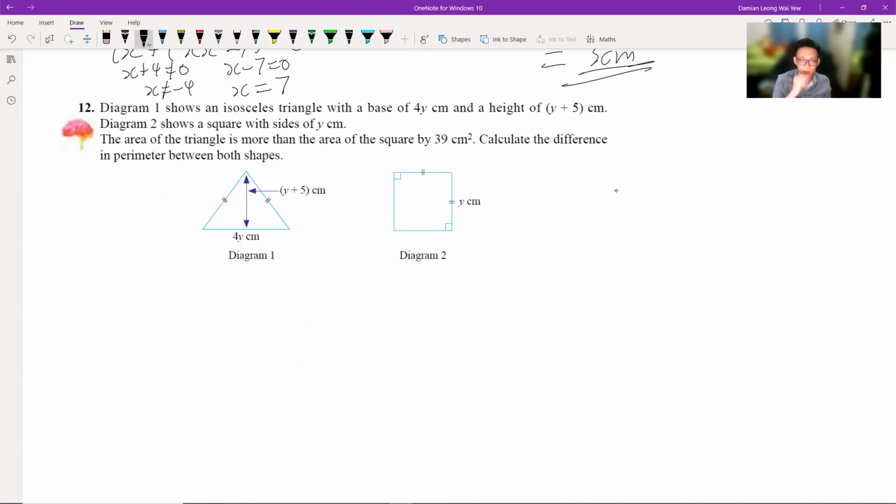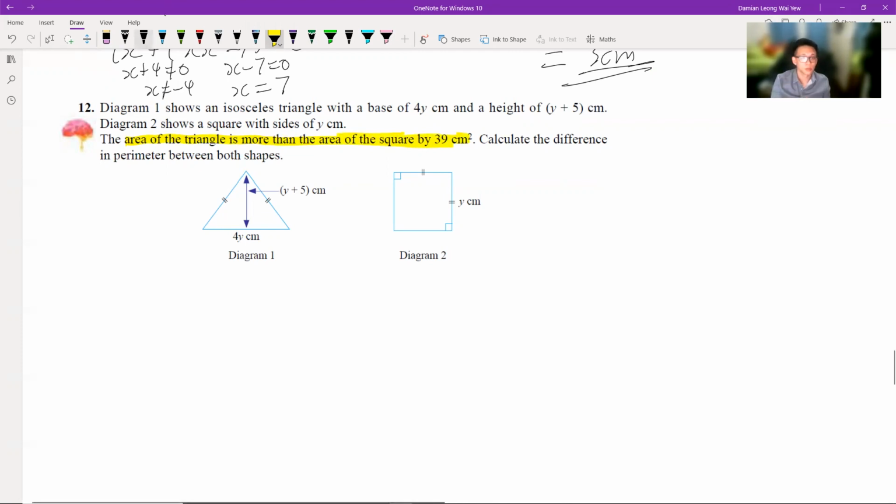So what should I do here? Here, you look at the information given. Diagram 1 and diagram 2 are already shown in the diagrams here. But I'm also told the area of the triangle is more than the area of the square by 39.